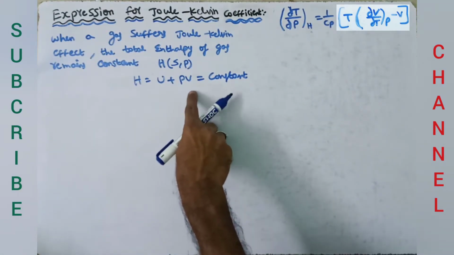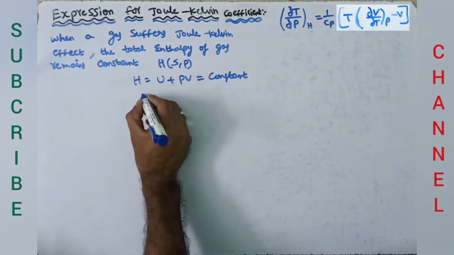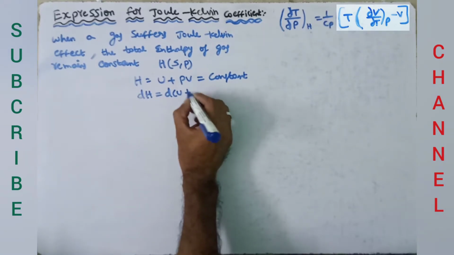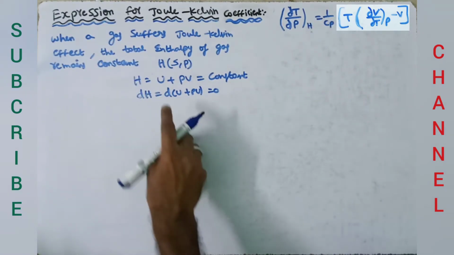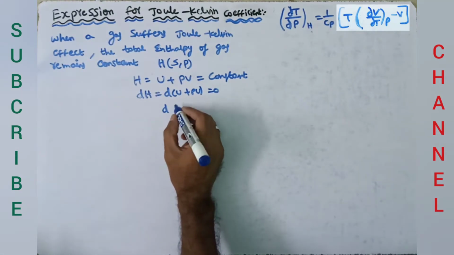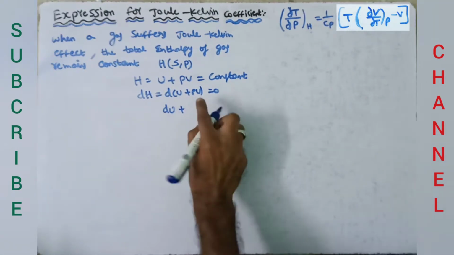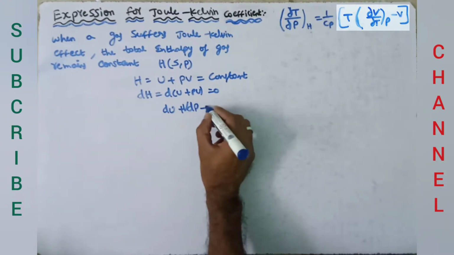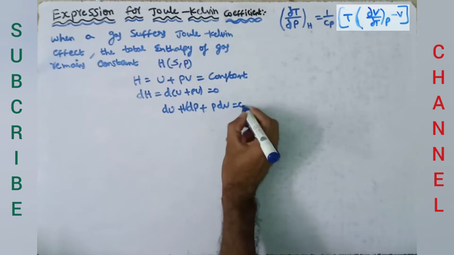Kindly watch it. Here, this is constant, which means the change in enthalpy dH is equal to 0. Differentiation of a constant becomes 0. Now dU plus, this is in the U into V form, V dP plus P dV is equal to 0.